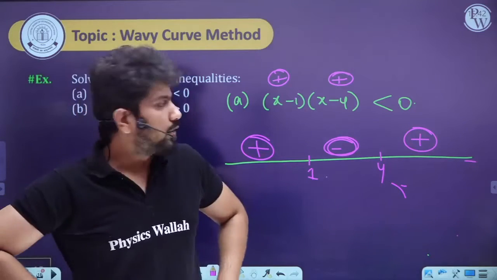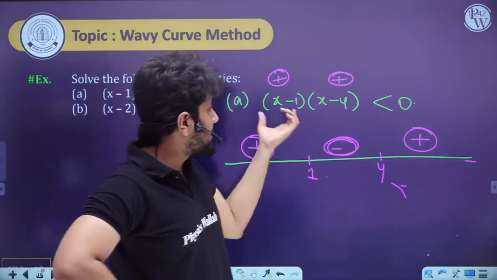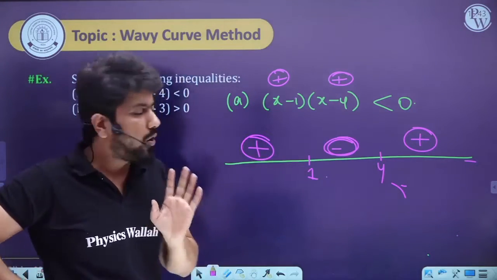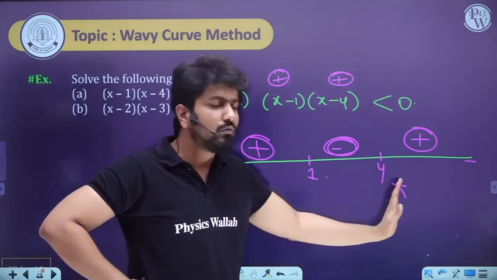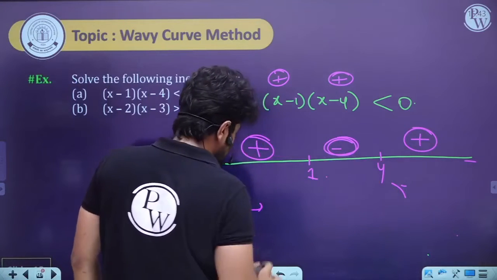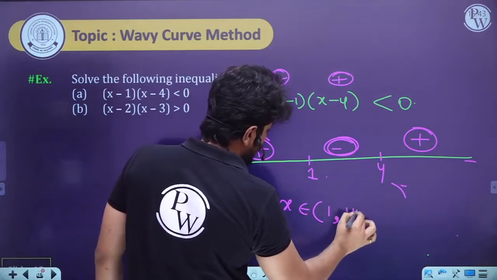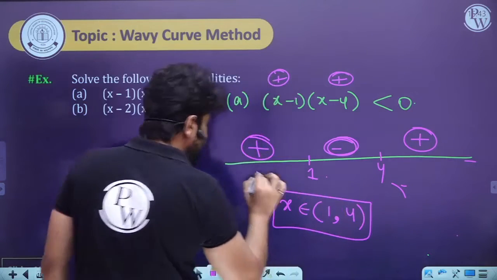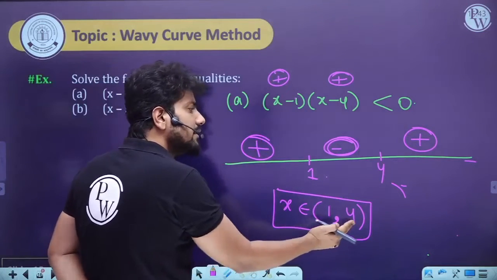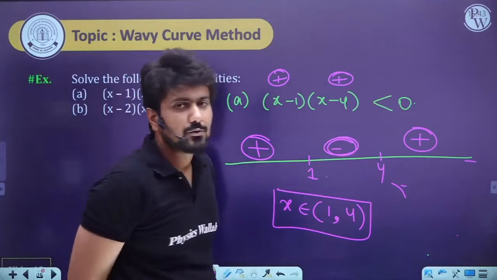So now what are we looking for? We are looking for less than 0. We are looking for those values of x where their product is negative. So now you can clearly observe on the number line that between 1 to 4, their product is negative. So the answer for the first part, what's the answer? The final answer is x belongs to open bracket 1 to open bracket 4. That will be your answer. Between 1 to 4, x should be greater than 1, less than 4. Then only their product will be less than 0.